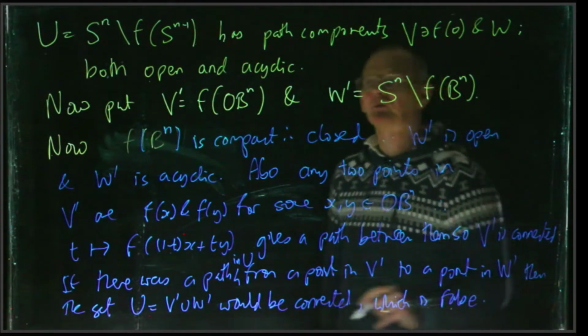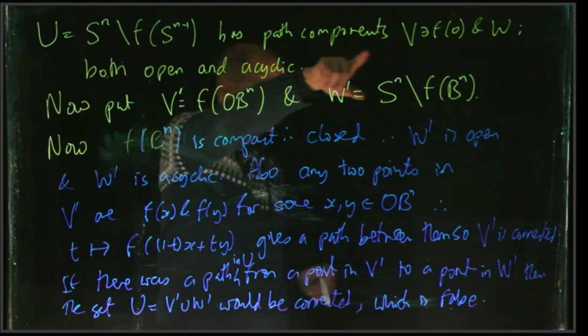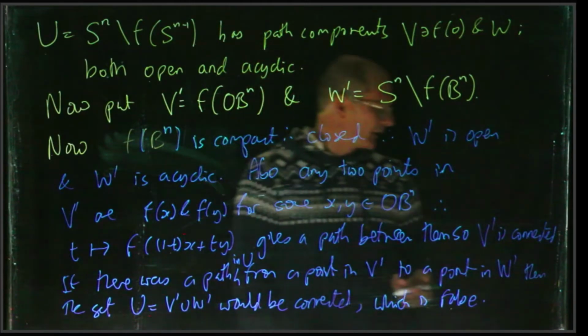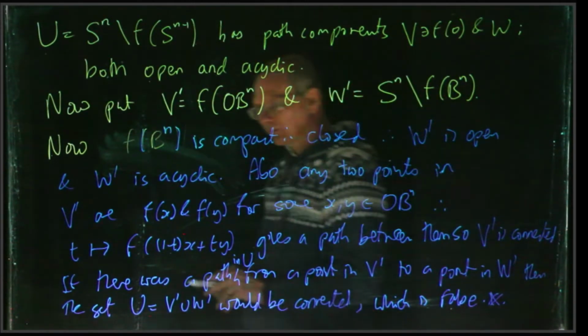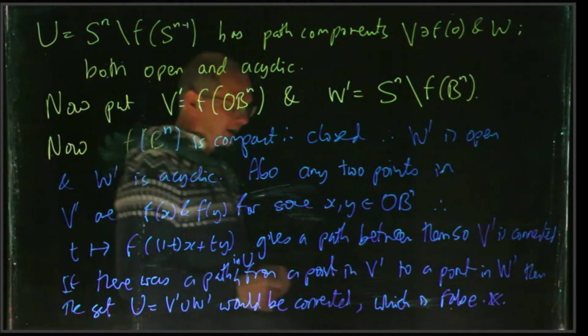But that's false. Remember, we said that this U splits into two different path components. So we conclude that there's no paths between points in V prime and points in W prime.